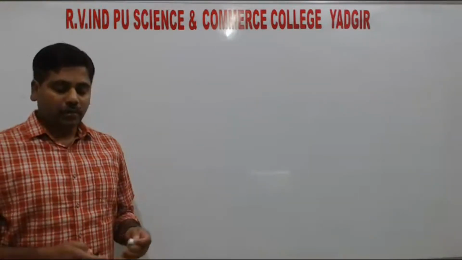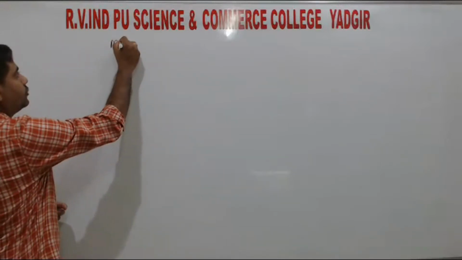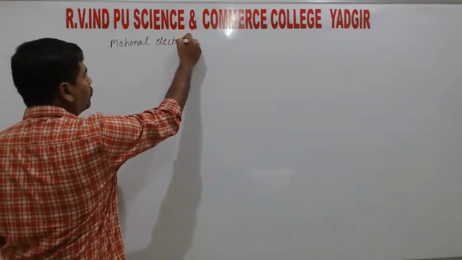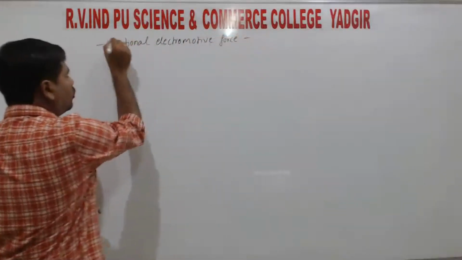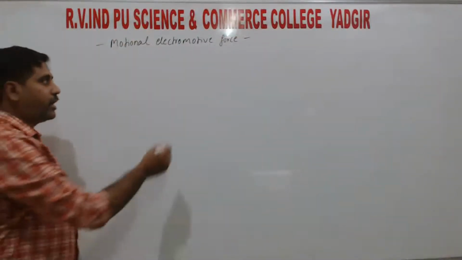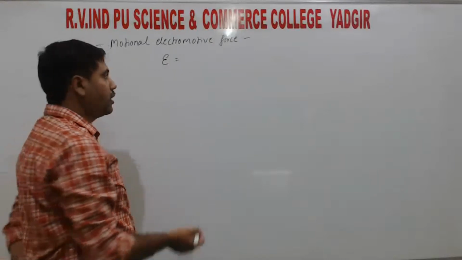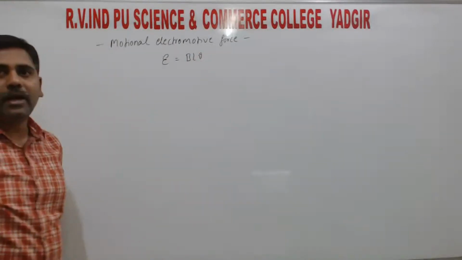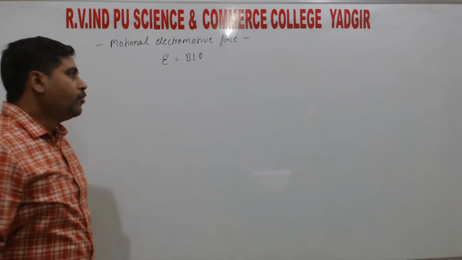Good morning, students. In the last class, we discussed the topic of motional electromotive force, right? That is motional EMF. We derived the relation for the induced EMF E across the ends of the conductor: E equals BLV, where B is the magnetic field, L is the length of the conductor, and V is the velocity, right?